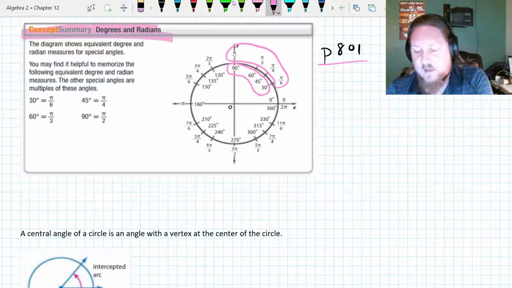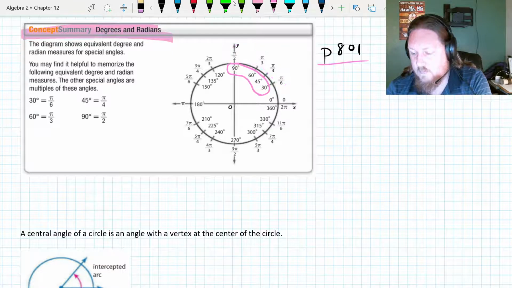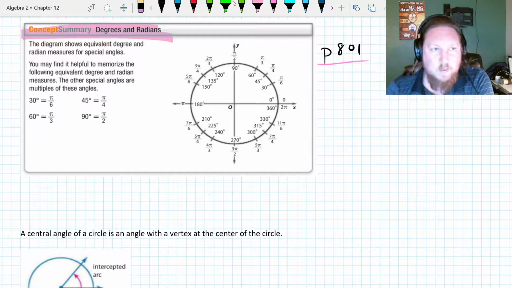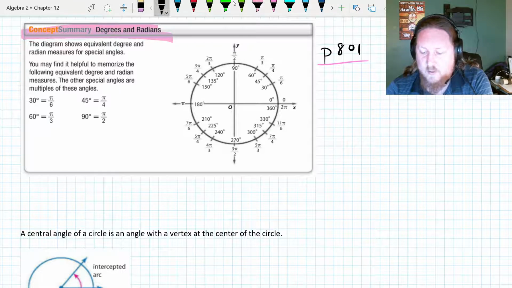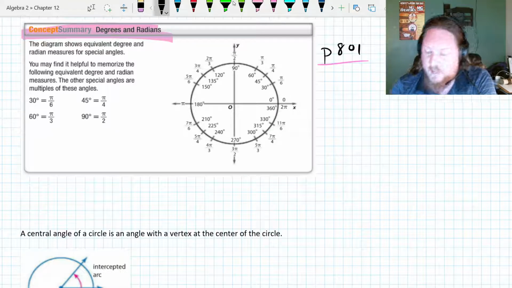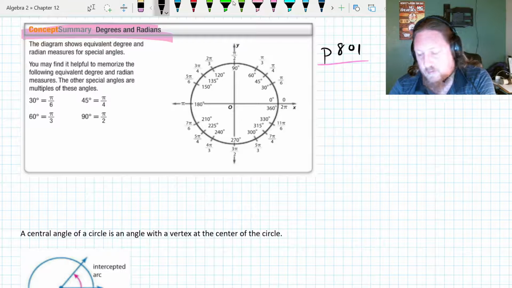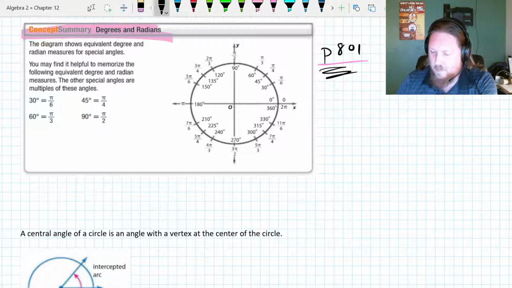It's helpful if you memorize it. It definitely saves you time. Some people put more effort into it than others. If you don't put the effort in, you're just going to have to be flipping to this page a bunch. So just remember that. All right. But that's super helpful.